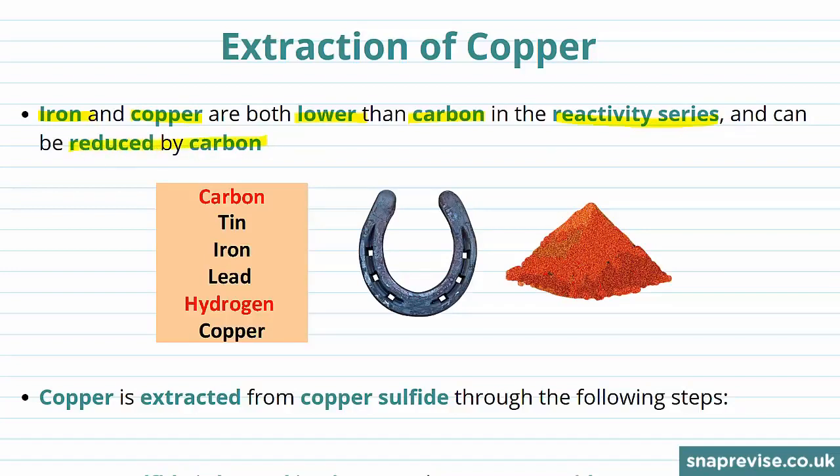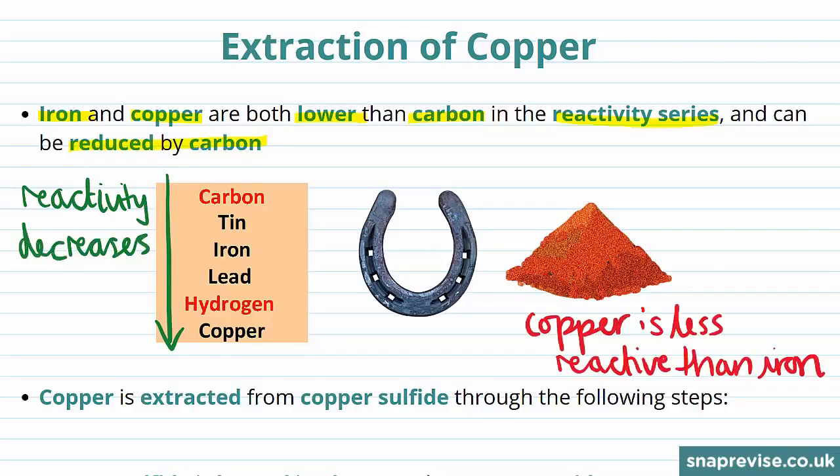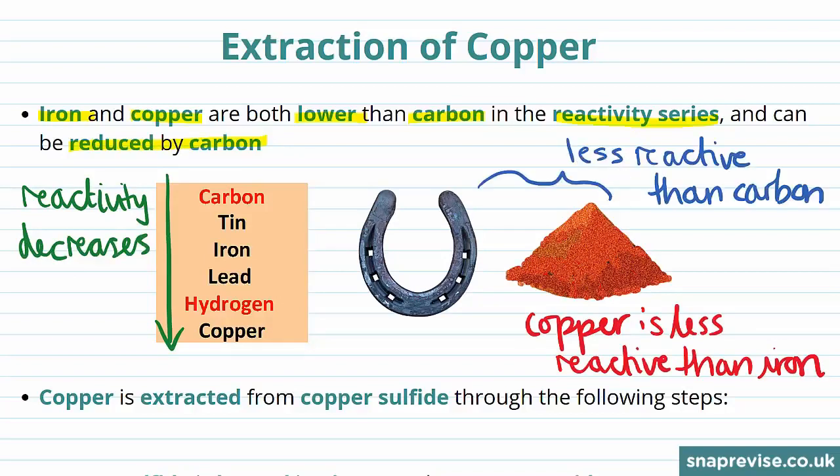Here we have a section of the reactivity series. Remembering that our reactivity decreases as you move down from carbon to tin to iron to lead to hydrogen to copper, meaning that copper is less reactive than iron, as it appears lower down in the series, and that both are less reactive than carbon, where we've used the horseshoe here to represent iron.